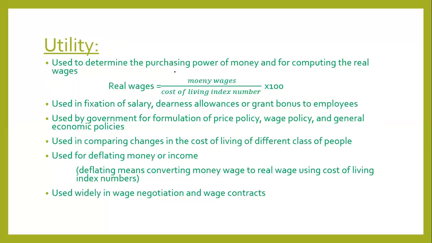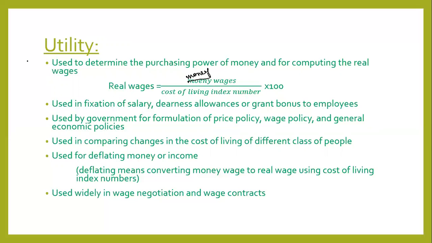And we can calculate this real wage with this formula: money wage divided by the cost of living index into 100. Now when you say money wage, it is nothing but the amount of money that you pay. The amount of money that is paid is called money wage. So how much you receive divided by how much you spend, into 100, gives you the amount of real wage. Now, what is real wage? It is the amount of goods and services which a laborer or a worker gets, whereas money wage is the amount of money that is paid.